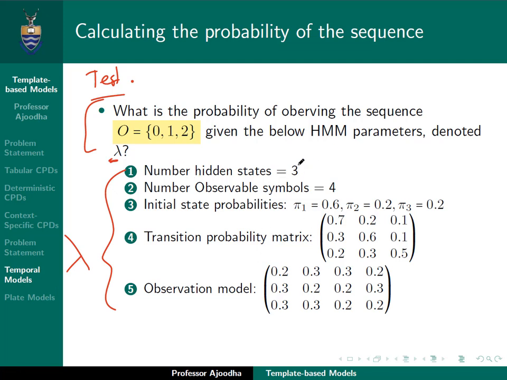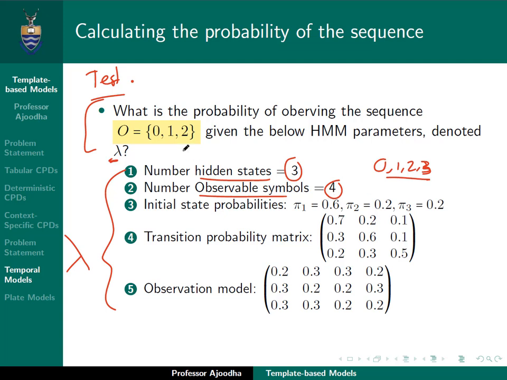So we're going to go through it slowly. Right, number one, we look at the hidden states. There are 3 hidden states. How many observable symbols are there? There are 4. Okay, so I'm guessing it's going to be 0, 1, 2, 3. These are the observable symbols.